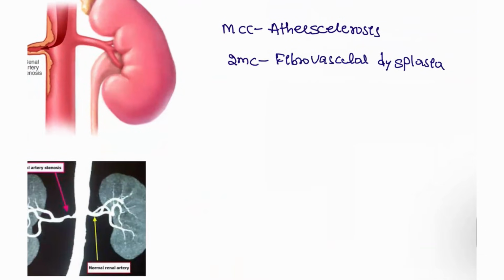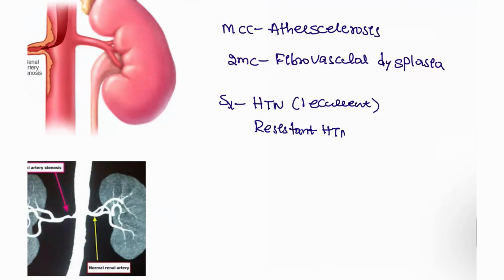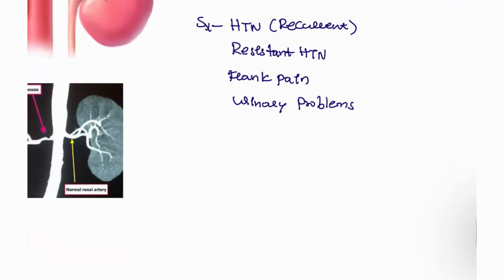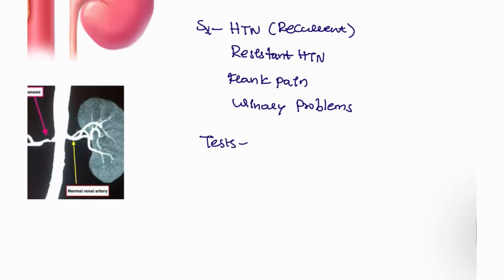And how do these patients present? Hypertension with recurrent attacks, which turns out to be resistant hypertension. Flank pain will be presented, and urinary problems will also be seen. On the tests, you are going to see the serum creatinine will be raised in this patient.